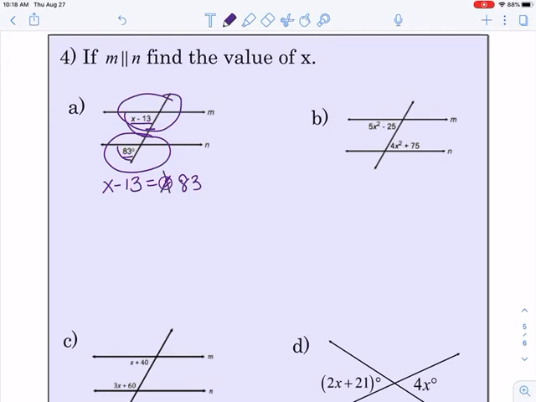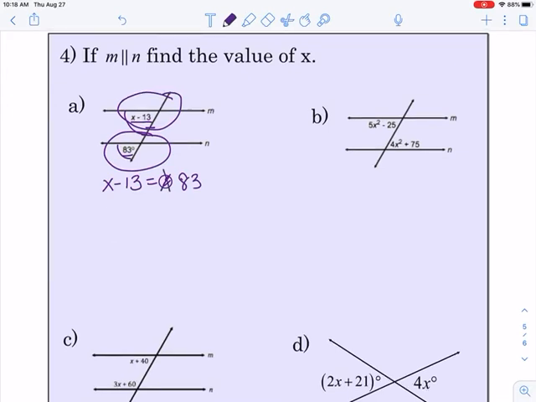Okay, so x minus 13 is going to equal 83. Add 13 to both sides, and x is going to be 96.